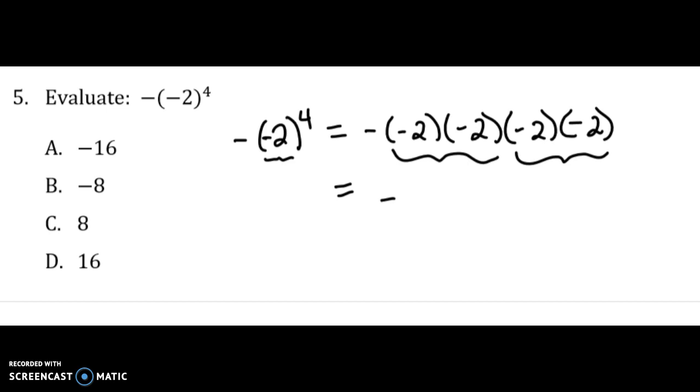So I still got my negative sign. Then I've got negative 2 times negative 2 is positive 4. Negative 2 times negative 2 is a positive 4. And 4 times 4 would be 16, but I can't forget that I've got a negative sign to go with that. So my answer would be A.